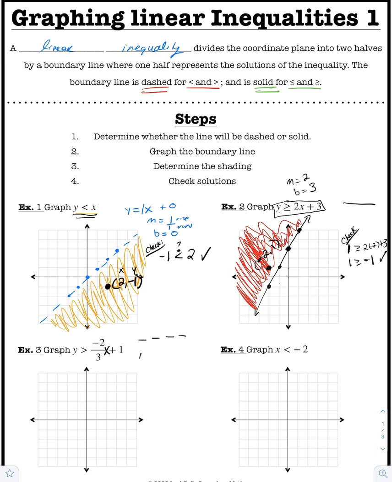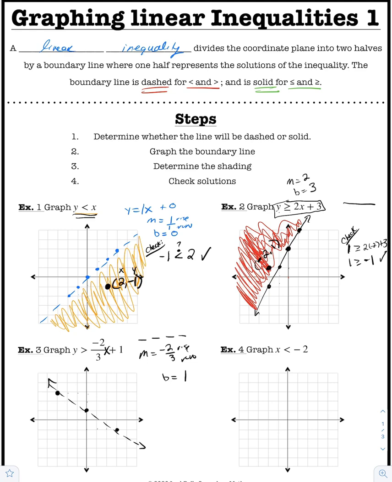Take note that our slope is negative 2 over 3, so that's our rise over run. And our y-intercept is 1. So we start right here at 1 on our y-axis, and then we're going to go down 2 and right 3. Or we can start at our y-intercept and do the opposite: go up 2 and left 3. And then we connect these points by a dashed line since we have this greater than. All right, we have now our boundary line. Note that our solutions will not be on the line since it's strictly greater than.